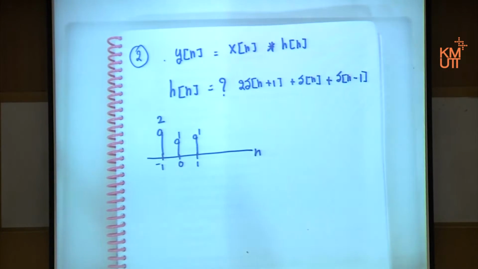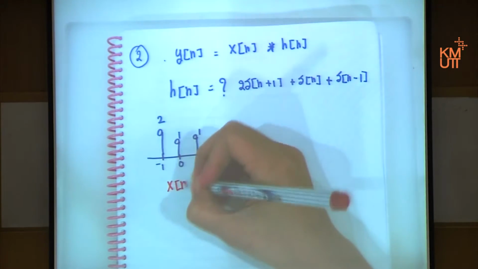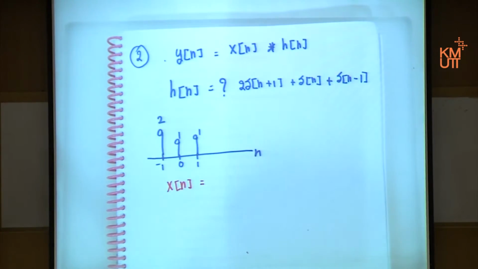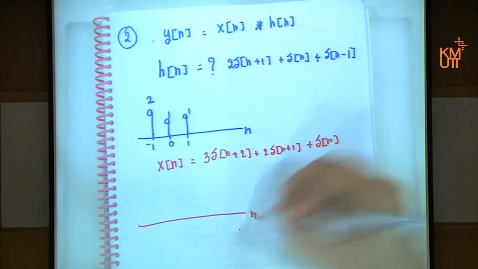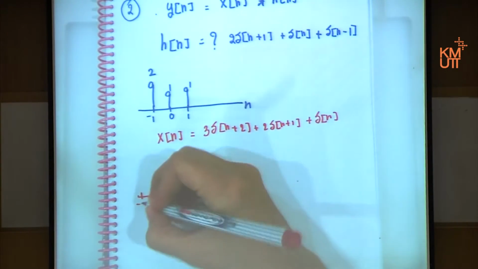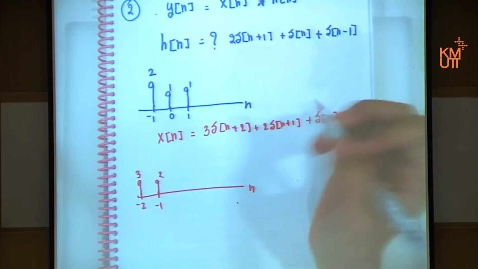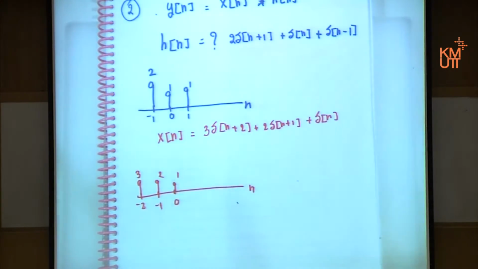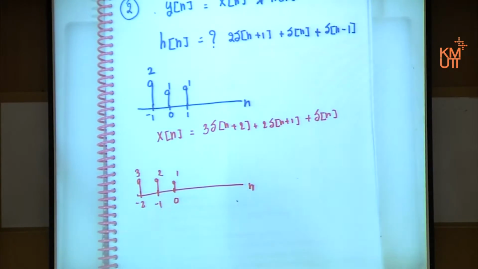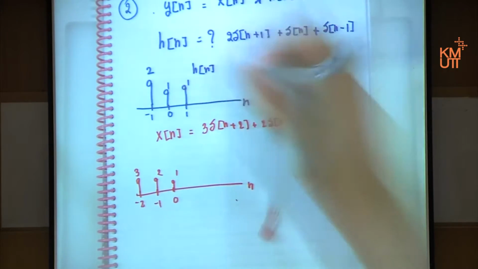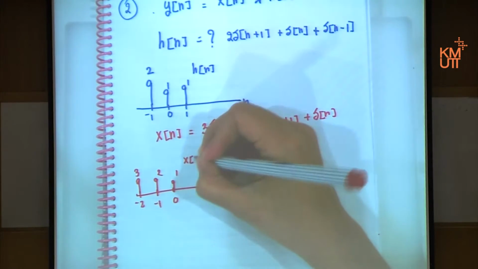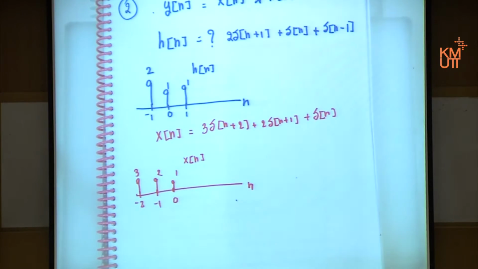We already know x[n], right? If I plot the graph of x[n], I will have 3, 2 and 1, right? This one is for h[n] and the red one is for x[n]. So we already know the two signals needed to find y[n], so we can perform convolution.